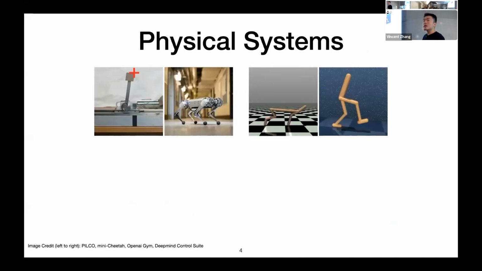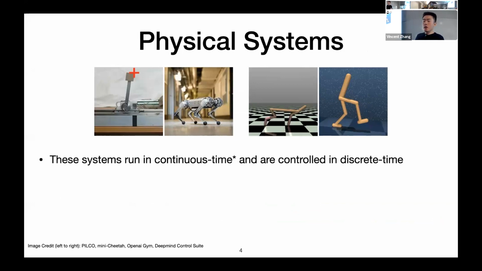Okay, here are a few examples. We have the pendulum and mini cheetah in the real world. I also added some simulation there. All these systems run in continuous time, and they're controlled by algorithms that run in discrete time. And there's a star there. That means in the simulation, there's no real continuous time, but the simulators are run at a fairly high frequency as a proxy to the real continuous time system.